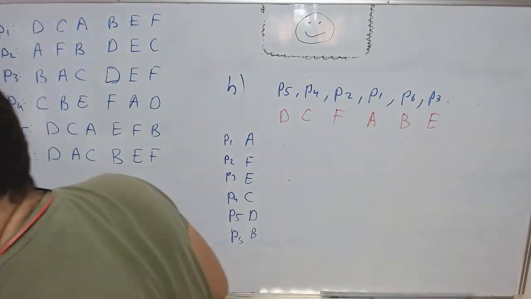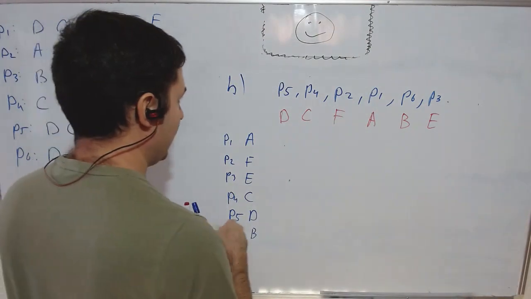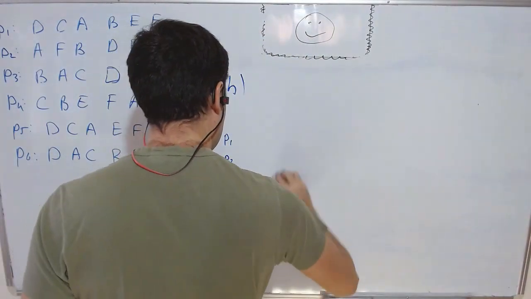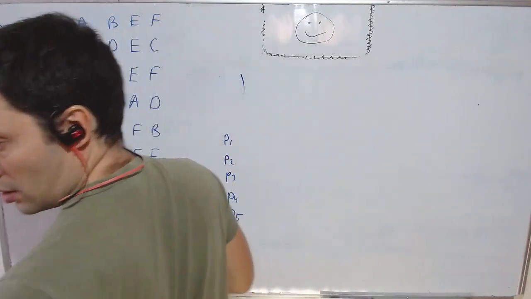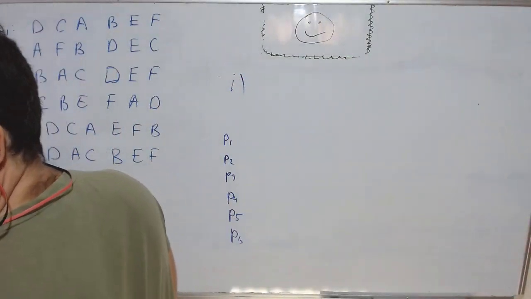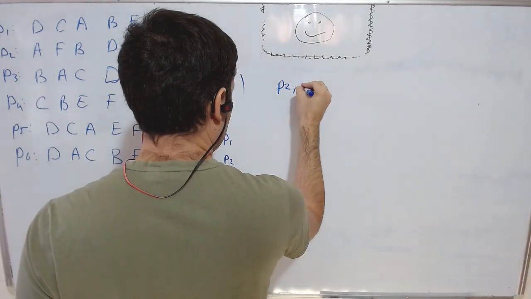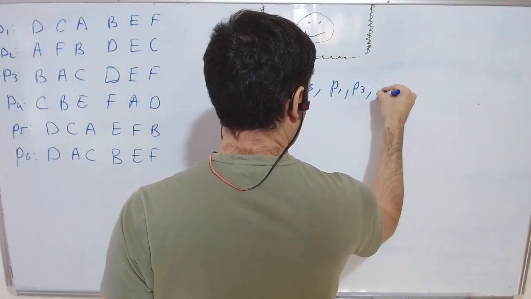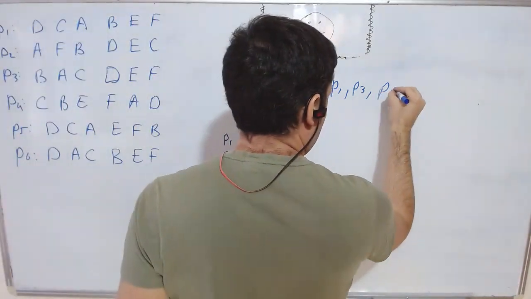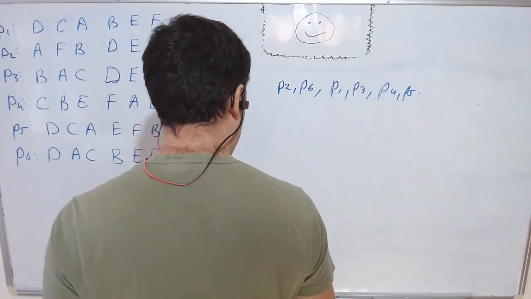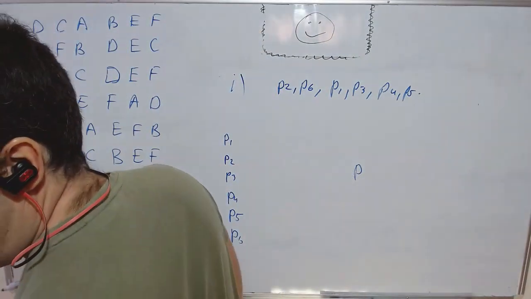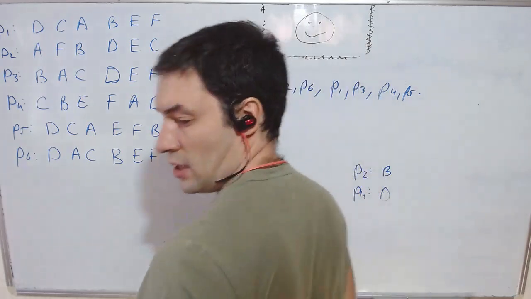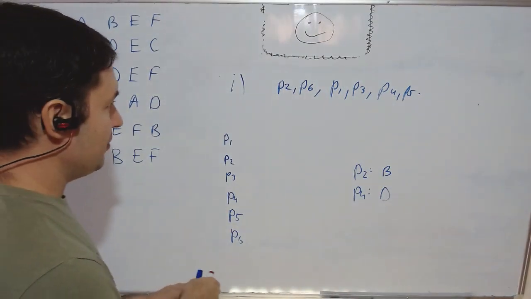So we solved that part. That was part H. And finally, the last one, part I. The priority order is P2, P6, P1, P3, P4, P5, and we have initial ownership for P2 and P4. P2 owns B, P4 owns D. Okay, right? So let's start running it.